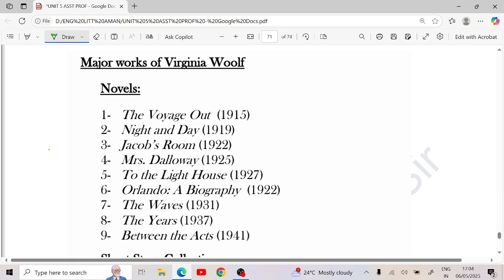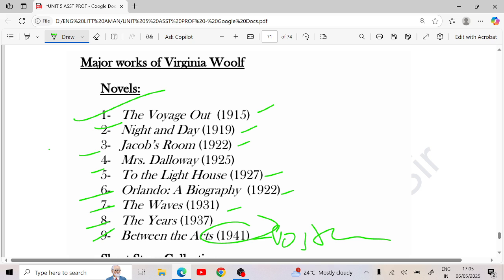So the first one is The Voyage Out, 1915. Then Night and Day, published in 1919. Then Jacob's Room, 1922, the first experimental novel. Then Mrs. Dalloway, 1925. To the Lighthouse, published in 1927. Then Orlando, a biography, published in 1928. Then The Waves, published in 1931. Then The Years, published in 1937. Between the Acts, which is posthumously published in 1941.